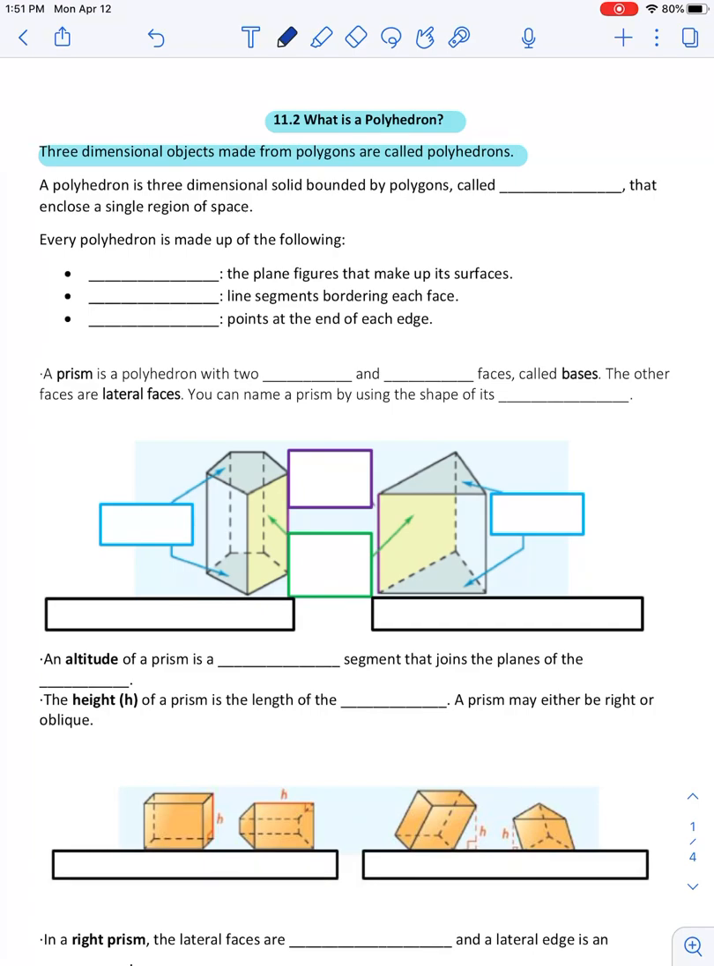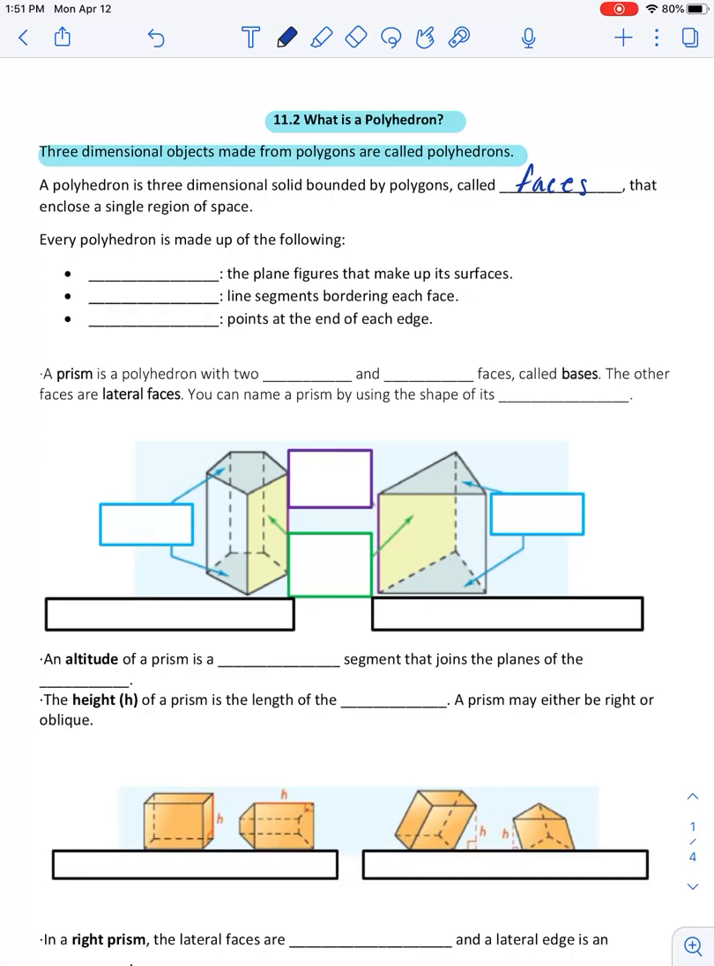A polyhedron is a three-dimensional solid bounded by polygons, and those polygons are called faces. Those faces enclose a single region of space. If you look at the pictures down below, those are polyhedrons, but we very specifically call them prisms, and we'll get to that in a second.